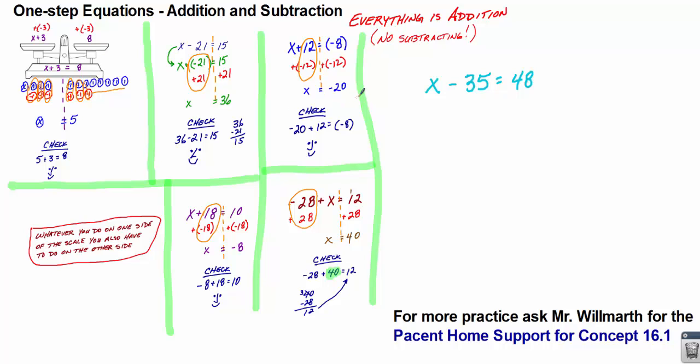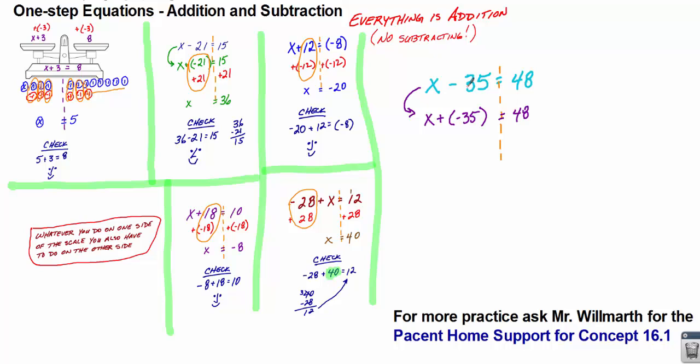Okay, time to solve. So you've got the line, so we remember to do the same thing on both sides. This is a problem that violates our rule. Nothing can be subtraction. So we have to rewrite this problem. You probably remembered that, and you rewrote it as x plus negative 35 is equal to 48. If you got stuck, pause the video now and finish out the problem.